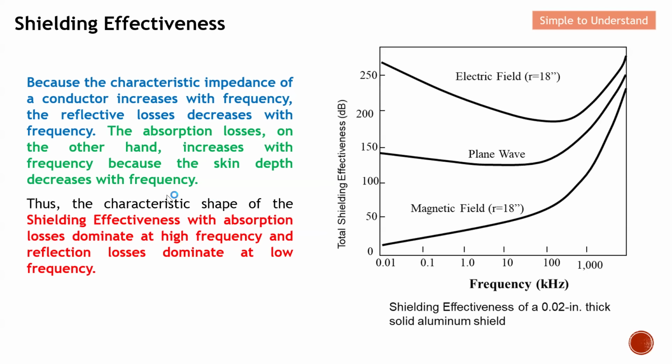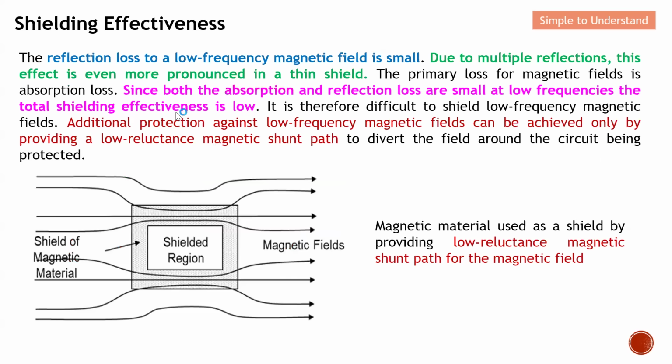Thus, the characteristic shape of the shielding effectiveness is that absorption loss dominates at high frequency and reflection loss dominates at low frequency. This is the key explanation of what I mentioned about shielding effectiveness based on frequency. Next, this is what I mentioned earlier on, and what I want to explain clearly also.